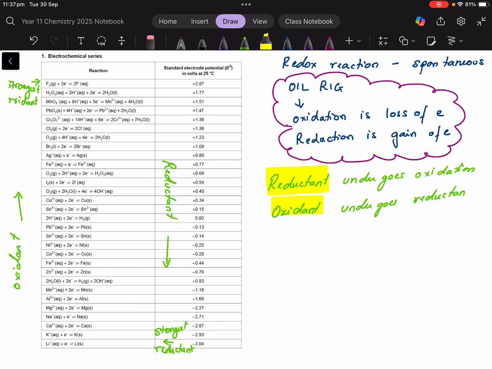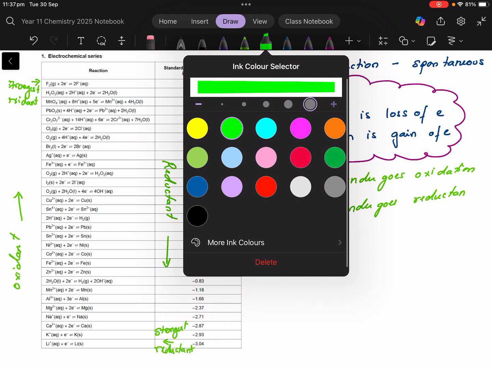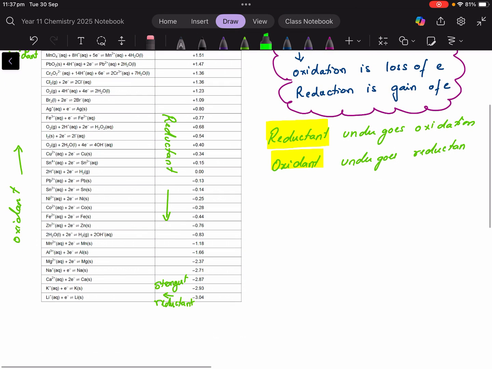So your oxidant is on the left hand side of the equation, and the reductant, or its conjugate reductant, will be on the right hand side. So if you are looking at a half cell, your half cell will be one whole equation on one line. That's your half cell.